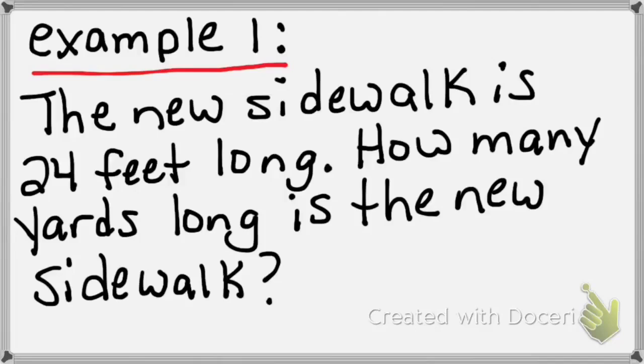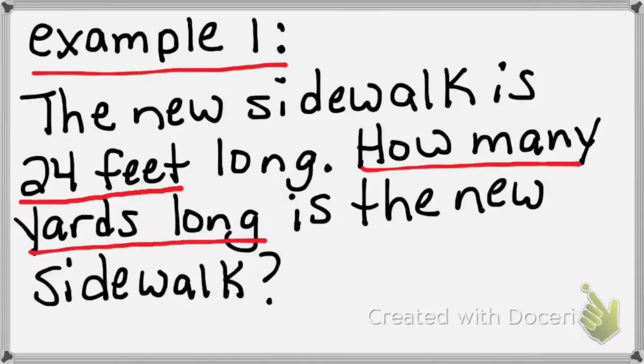Example number 1. The sidewalk is 24 feet long. How many yards long is the new sidewalk? Well, when I take a look at this problem, I see that I know my unit is 24 feet, and I want to know how many yards long the unit is.